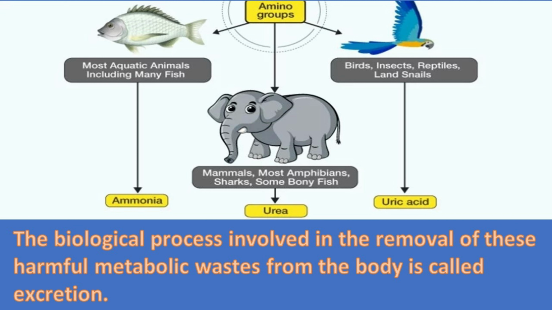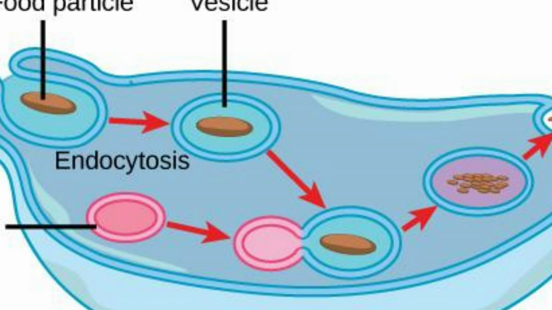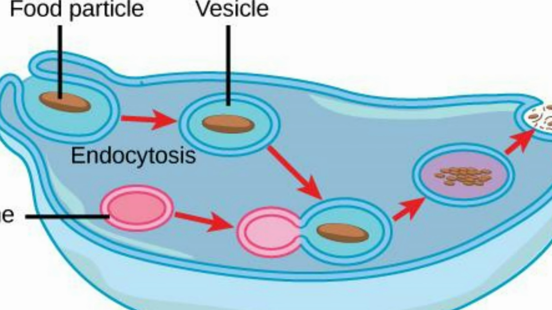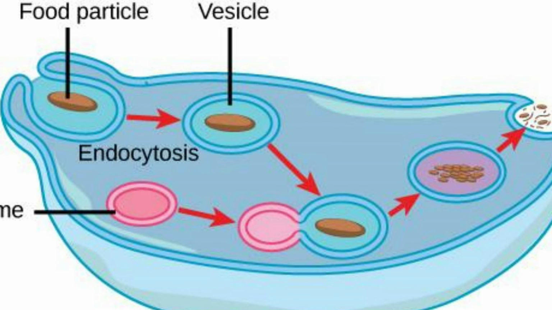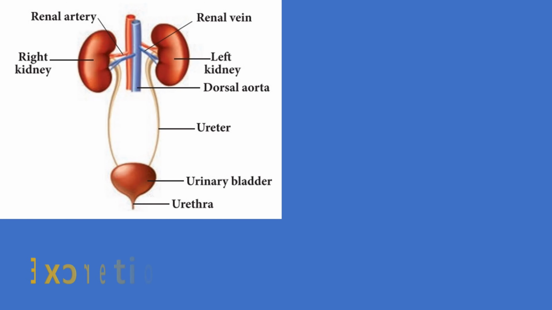Different organisms use varied strategies to do this. Many unicellular organisms remove these wastes by simple diffusion from the body surface into the surrounding water. As we have seen in other processes, complex multicellular organisms use specialized organs to perform the same function. Now let's study excretion in human being.